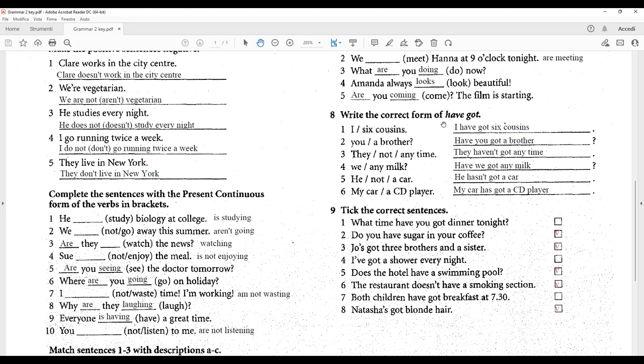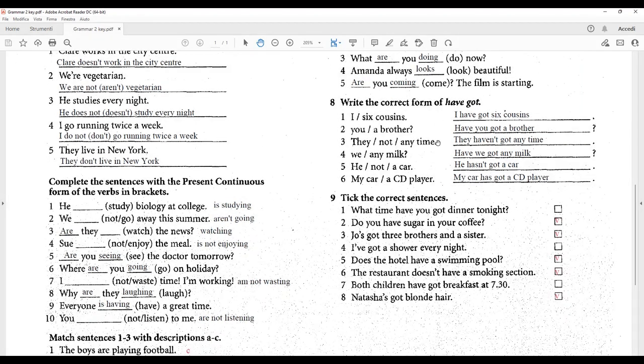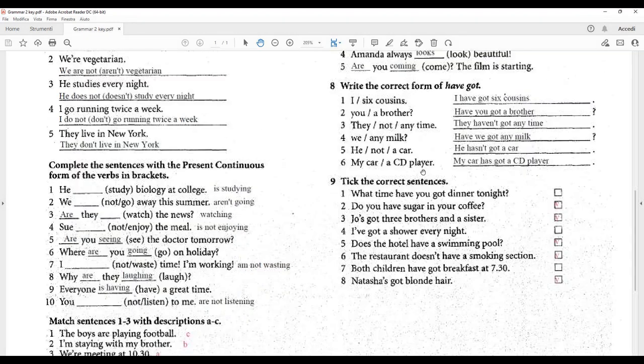Write the correct form of have got. As I told you last time, have got is not very common in American English. It's more common in informal British English. Okay? So usually in American English, this form, have got, is not used at all.